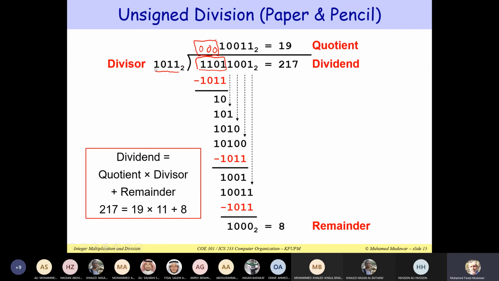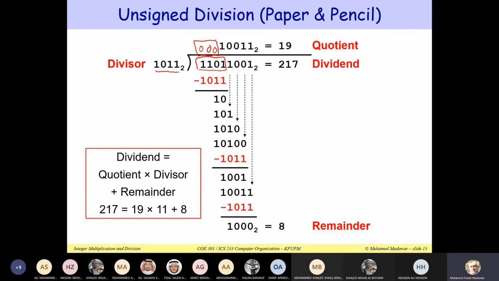The remainder must always be less than the divisor. It cannot be equal, and it cannot be greater than the divisor. If you have done the division correctly, the remainder must be strictly less than the divisor. It has to be between 0 and the divisor. This is unsigned division, which is done by paper and pencil. Any question?